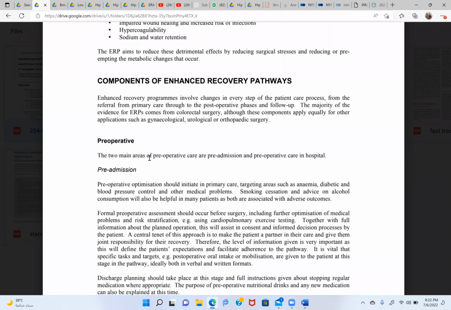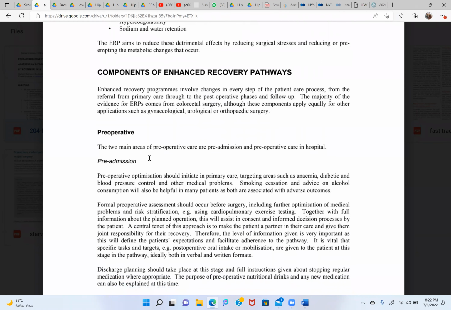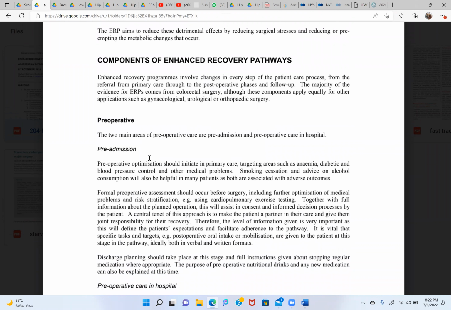Okay, so that's why I just wanted to tell you what the things are which can enhance the recovery. If you want to understand the concept of motor sparing nerve blocks for the knee, you should know what ERAS is. So that's why I started with ERAS.